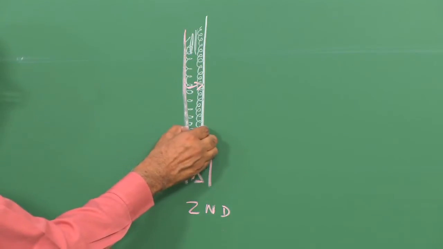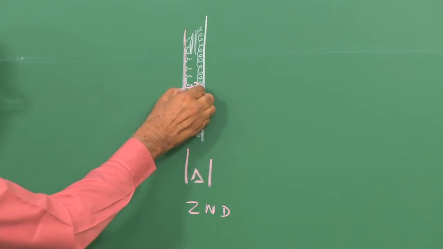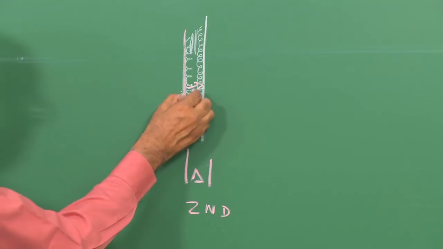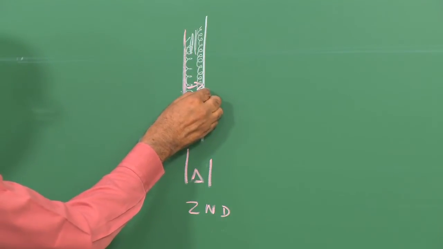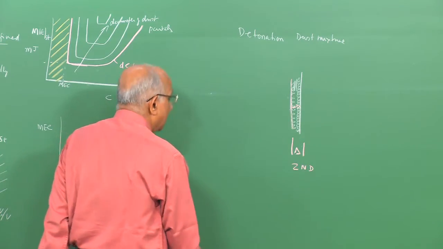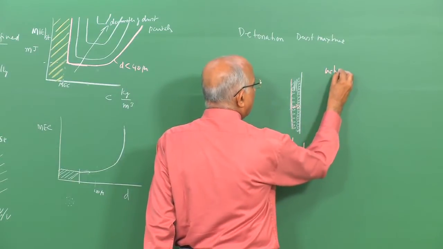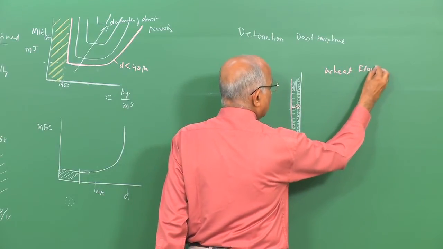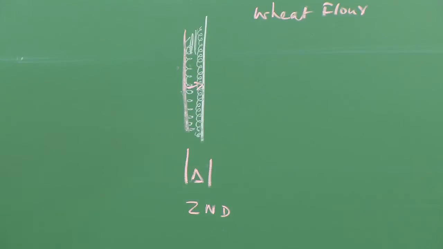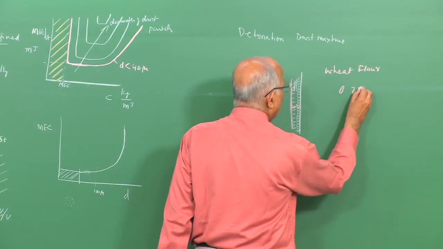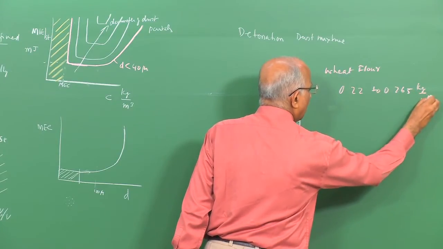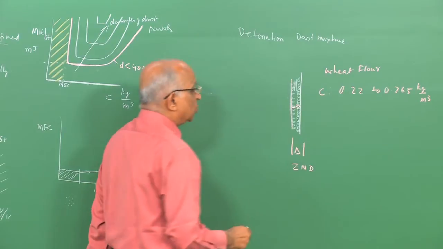In this, the thickness of a detonation is large, but it is still possible as long as the total induction distance is not too large. It can still maintain a detonation at high speeds and cause a large value of pressure. Such detonations have been observed in wheat flour. Mind you, we are talking of ground wheat, typical dimensions being 40 micron to 60 micron, and for concentrations between 0.22 to 0.265 kilograms per meter cube, detonation is possible.